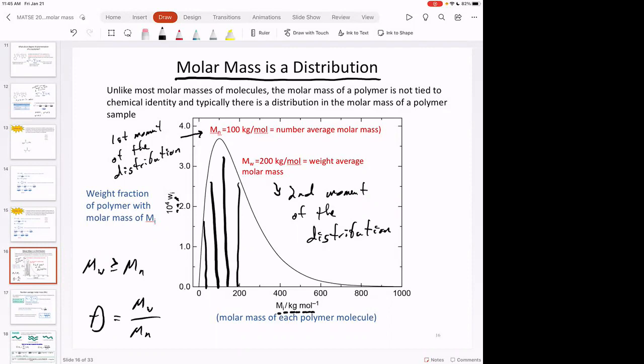Not always. For a monodisperse sample, which means every single chain has exactly the same length, Mn equals Mw, and dispersity is 1.0 by definition. Now that's hard to achieve in real life, but there have been polymers where the dispersity is like 1.02 or something like that. You can make that sample. People work on that as a research project, but a monodisperse sample is defined as dispersity equals 1.